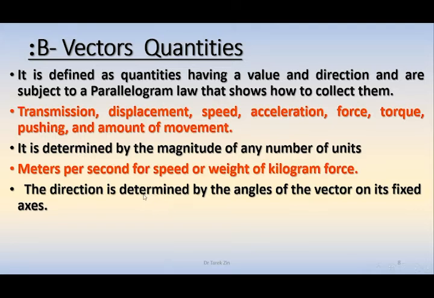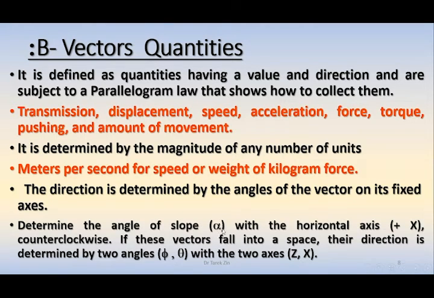The direction is determined by the angle of these vectors on each fixed axis. And we said before in the lecture that if we are going to work on vector quantities, you must have two things: the magnitude and the angle. The angle is what determines the direction. This angle must have a basic condition: our angle alpha is taken from the horizontal, so with the horizontal axis, it should be the positive x axis, counterclockwise, so we are going to take the direction from that axis.